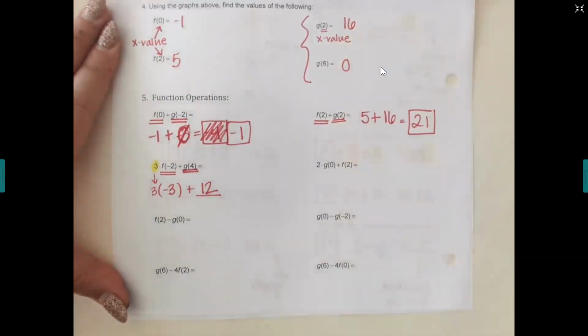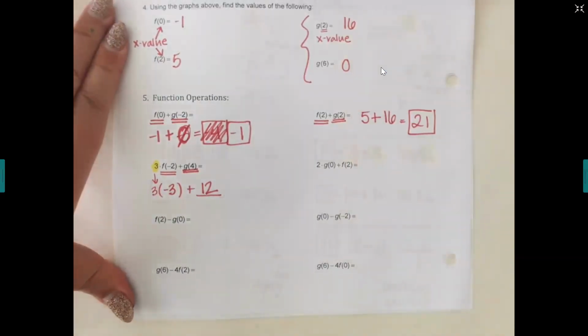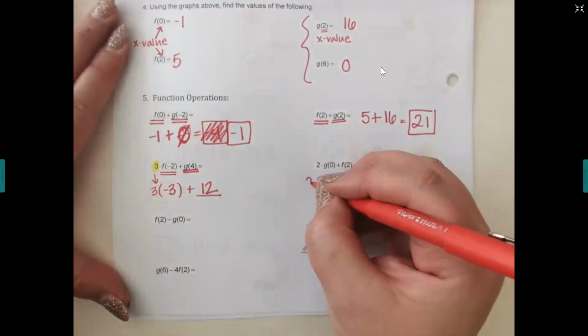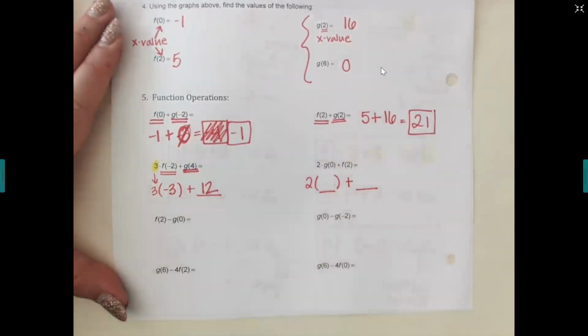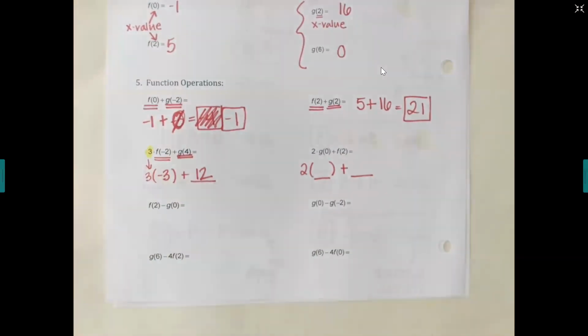Okay. So now take a look at the next one. I want 2g of 0. So I'm going to put parentheses plus f of 2. But you only need the parentheses if there's a number in the front. Then you're going to find g of 0 and f of 2. Now, question. You can probably figure it out without the whole thing.